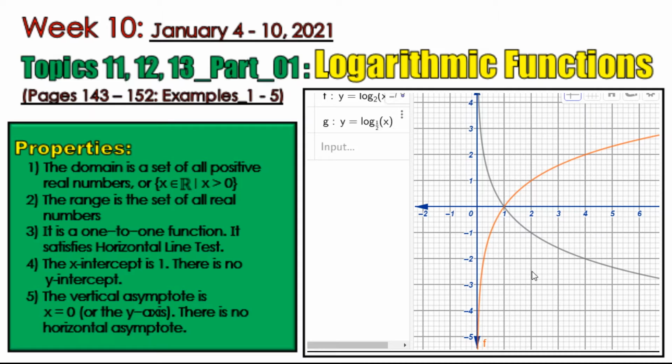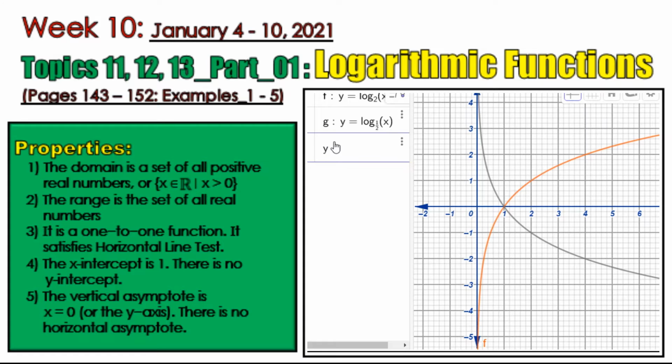For the third, it is a one-to-one function. It satisfies the horizontal line test. In our previous lesson, we have discussed that a one-to-one function satisfies the horizontal line test. So what does it mean when we say horizontal line test? We can draw any horizontal line to the function, and the intersection of this graph and the horizontal line is a point.